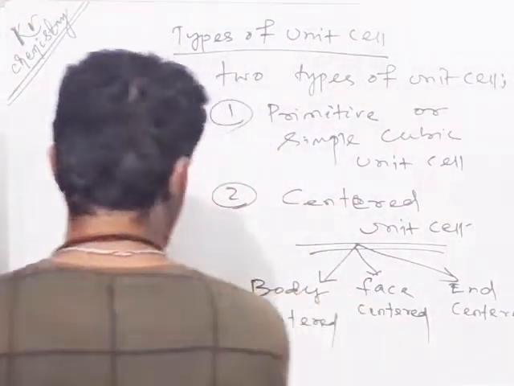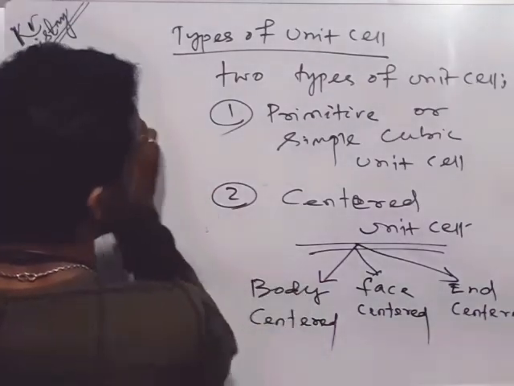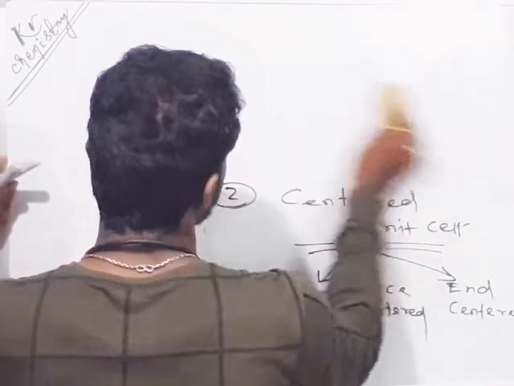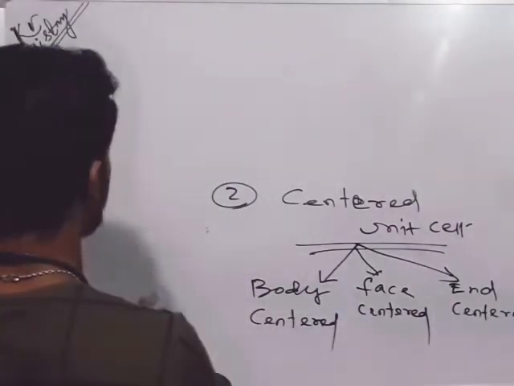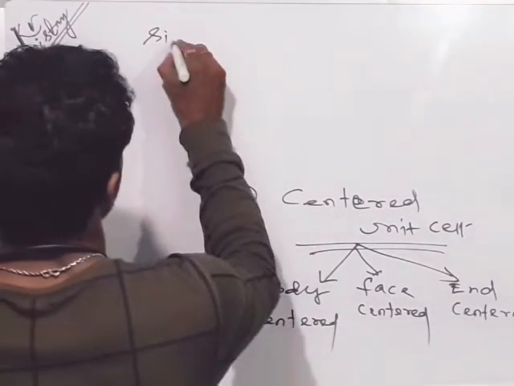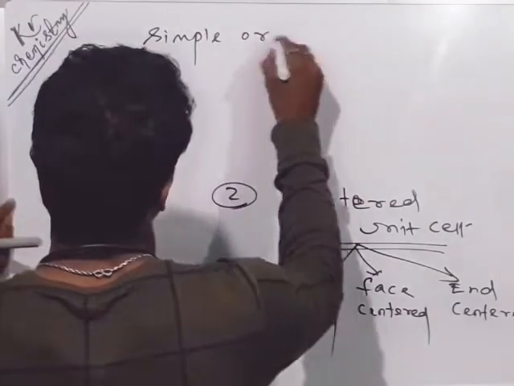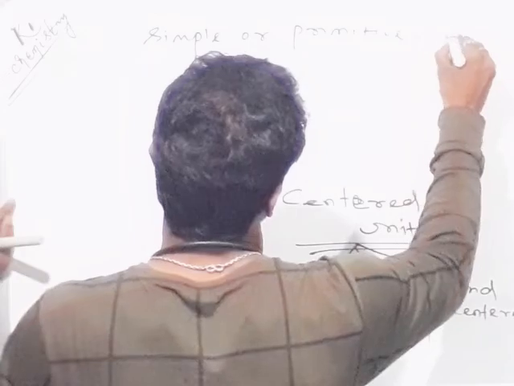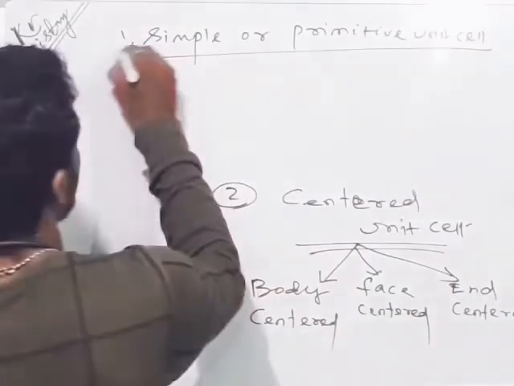These are three types of unit cell. First is the simple unit cell. What is a simple unit cell? Simple or primitive unit cell. What is simple or primitive?